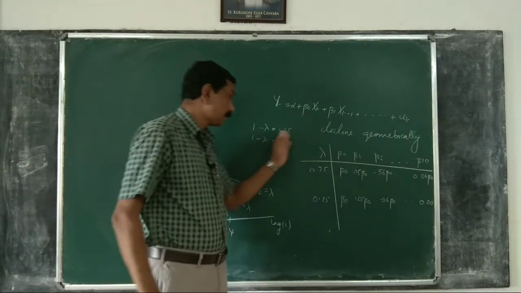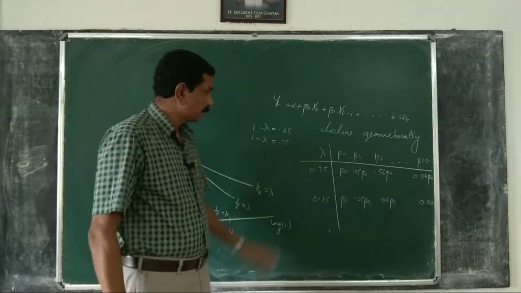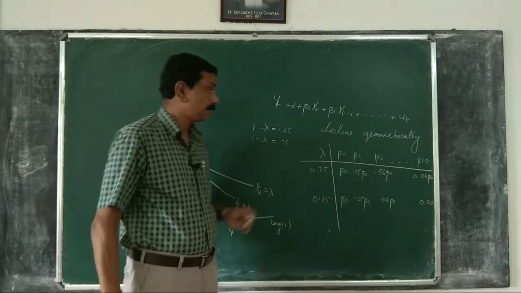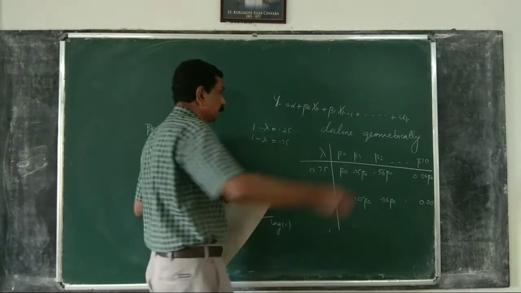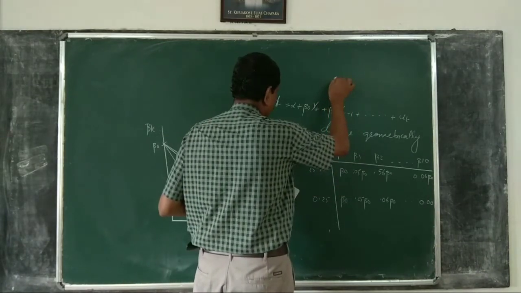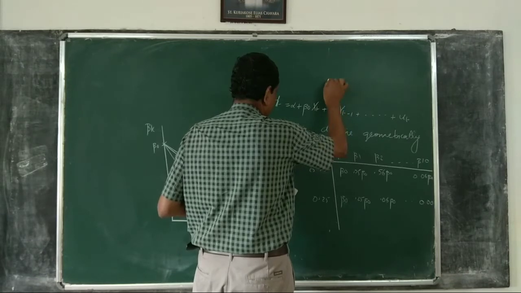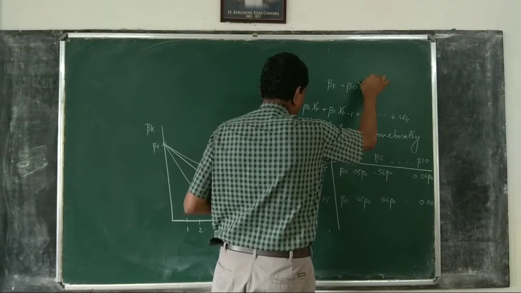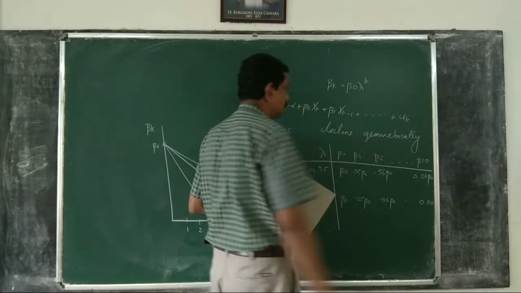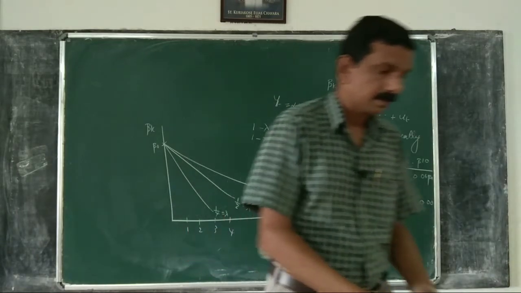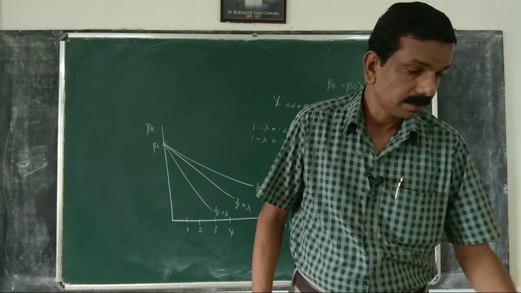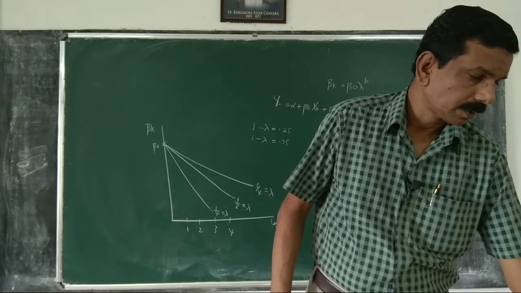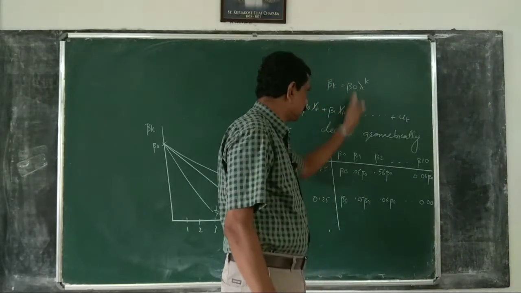So if 1 minus lambda is small, adjustment is slow. If 1 minus lambda is large, adjustment is quick. And 1 minus lambda is known as speed of adjustment. And the mechanism suggested by Koyck is beta k is equal to beta 0 lambda raised to k. This mechanism is known as geometric decay, the mechanism suggested by Koyck. Now this is the Koyck model.